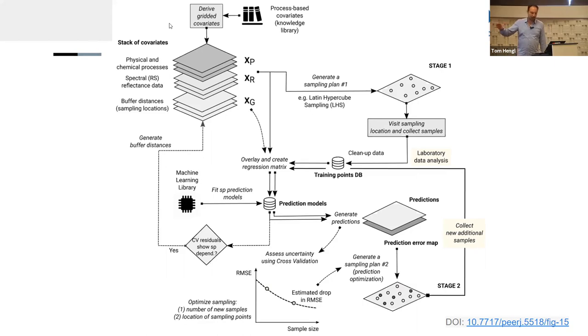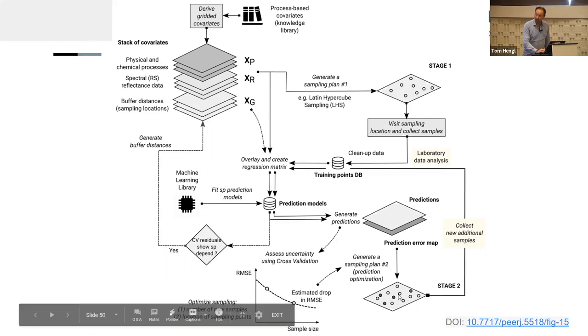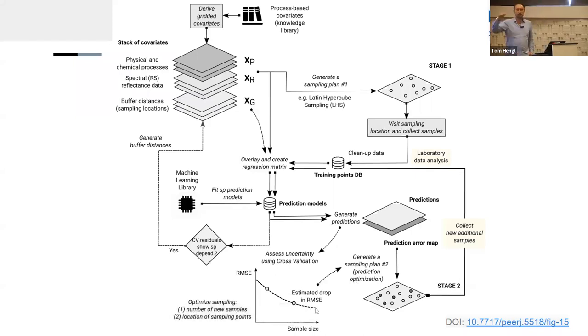So it will go in multiple stages. You do this ensembling, you make the predictions, you get the prediction map, and then based on the prediction map, you can do a second round of sampling. Wherever you have high errors, you collect new data, and then you redo the process, as many times as you need until your RMSE drops to a level which is satisfactory to make decisions.